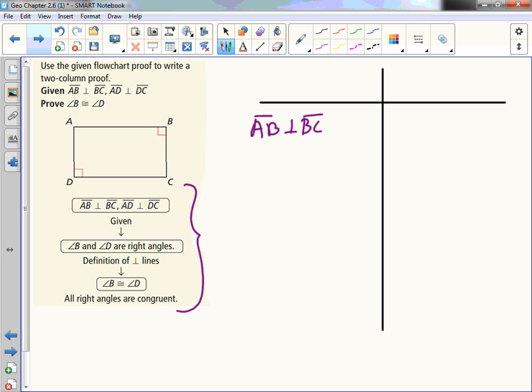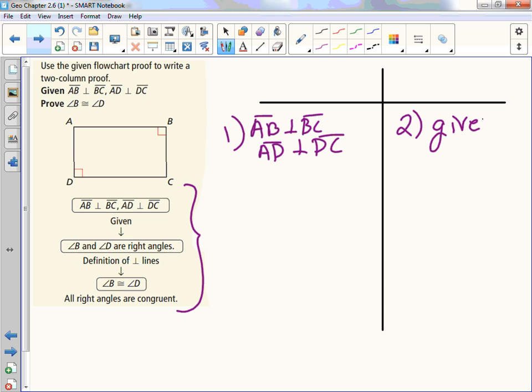Perpendicular to BC and perpendicular to DC. And why do we know that? That was given, because it also gave us the reason there. It's given. Because we're going straight down the line. So that's one. Now what did they do next?